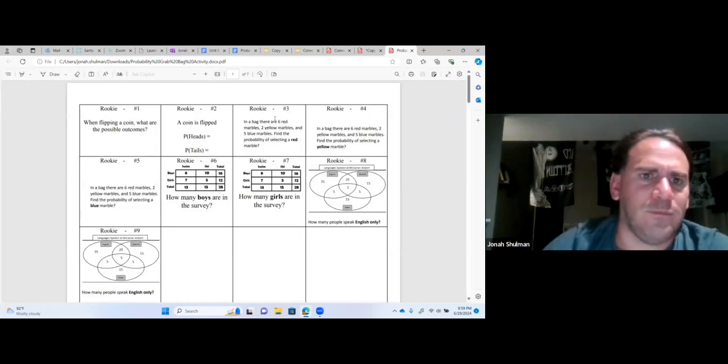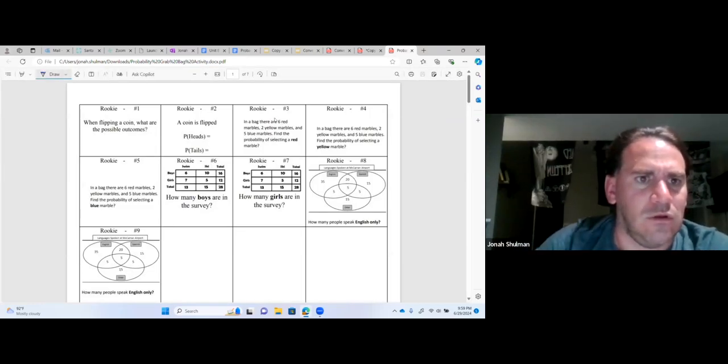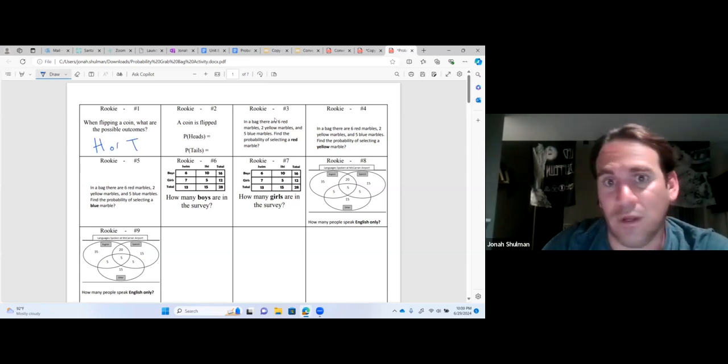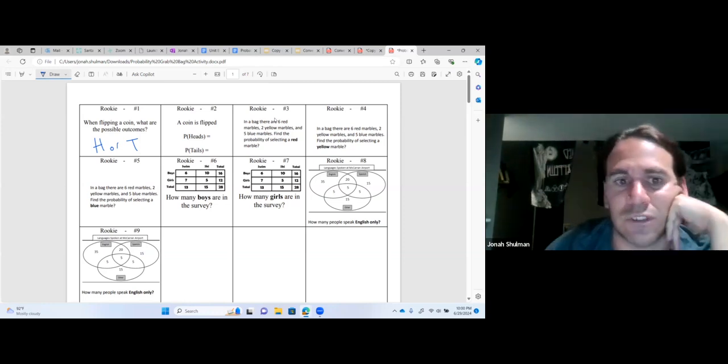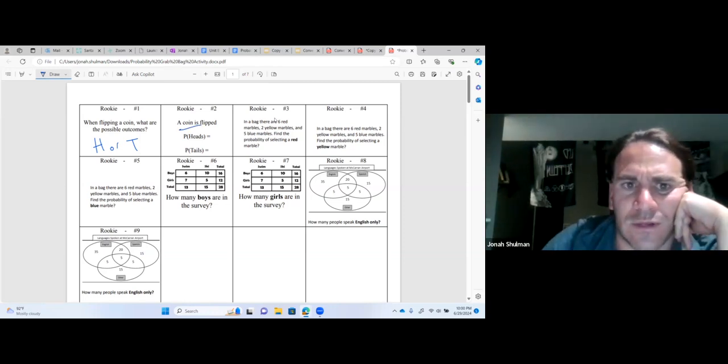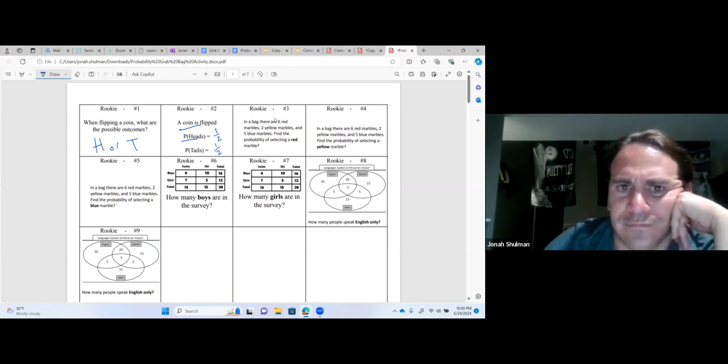Okay, so when flipping a coin, what are all the possible outcomes? We got heads or tails. Ta-da. So easy. 1 point right away. But they don't know which one they're picking. They're picking out of a grab bag, and there's a bunch of these printed out in there. A coin is flipped. This is the probability of heads is 1/2, tails is 1/2.